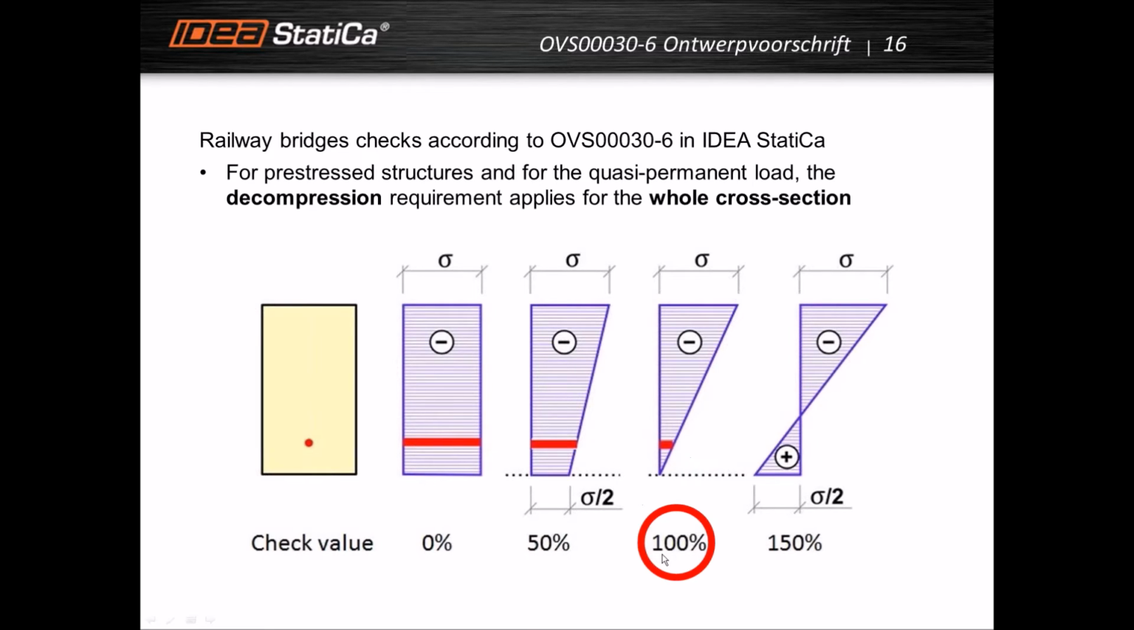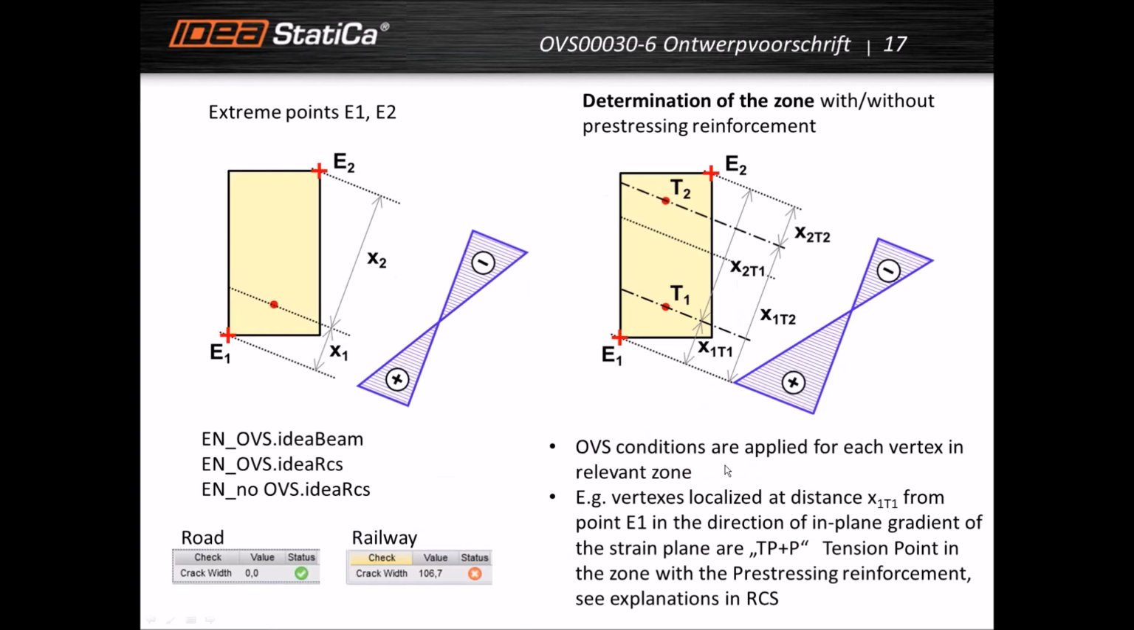In case it goes to 0, it is 100. And in case that, for example, there would theoretically be tensile stress equal to 50% of this currently acting stress, we would give you the check value 150. It is a little bit tricky because it is related to the stress in compression currently acting, but we believe this will give you quite a nice picture about the behavior of the cross-section.